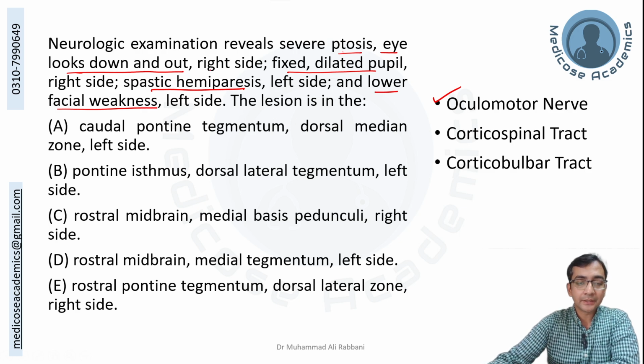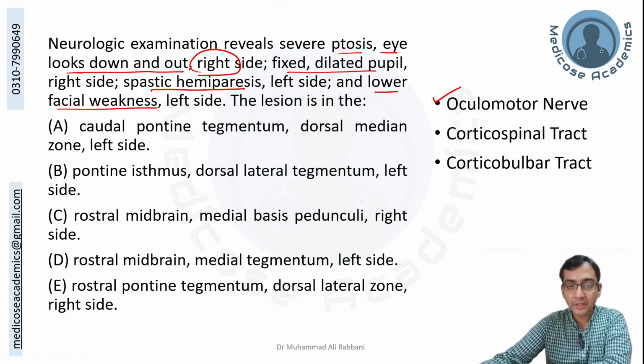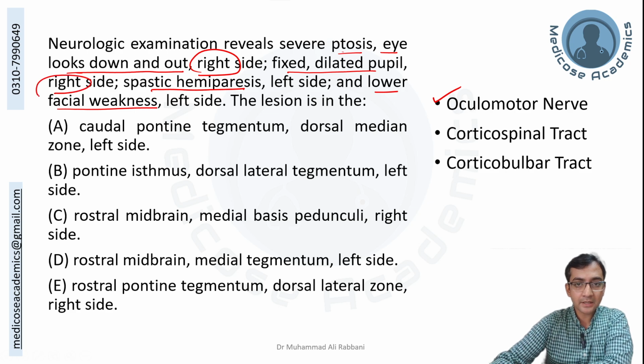I told you the lesion is on the same side as the cranial nerve nuclear lesion. Oculomotor issues are on the right side, so the lesion must be on the right side. The effects are on the contralateral side for the three major tracts. The hemiparesis is on the left side, so the lesion must be on the right side.